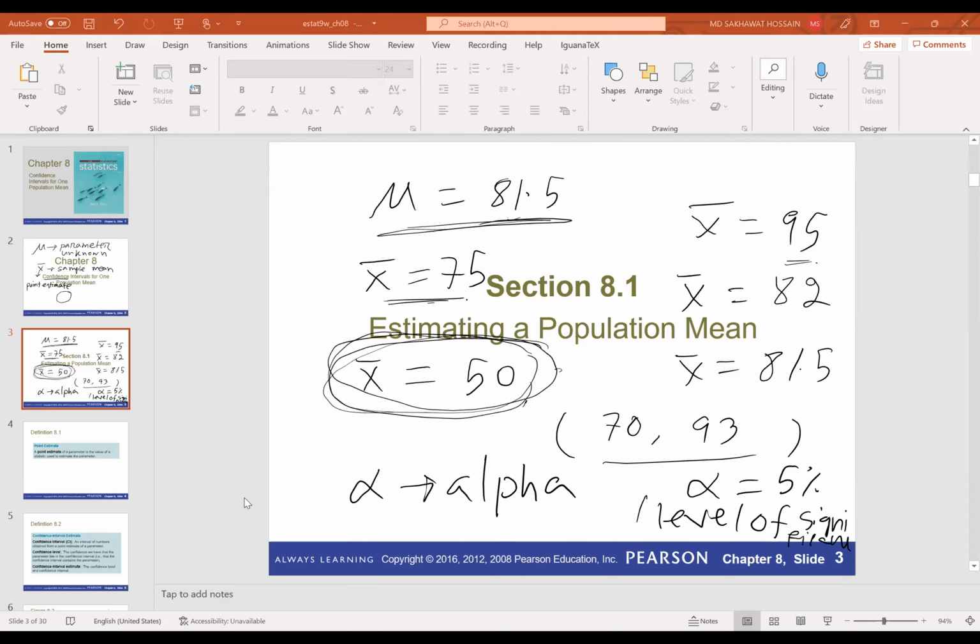Okay, so now there is another term which is called confidence level. So what is confidence level? We are tolerating 5% error. We do not tolerate more than 5% error. In that case, the level of confidence is 1 minus alpha percentage. That means the level of confidence will be 95%.